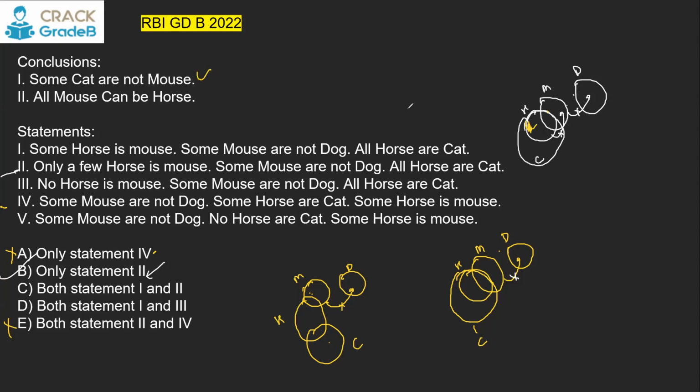All mouse can be horse. Yes, that is true. Horse can't go inside the mouse entirely, but mouse can enter entirely inside the horse. So that is also a correct conclusion. So both are correct for statement number 2. That has to be the answer.